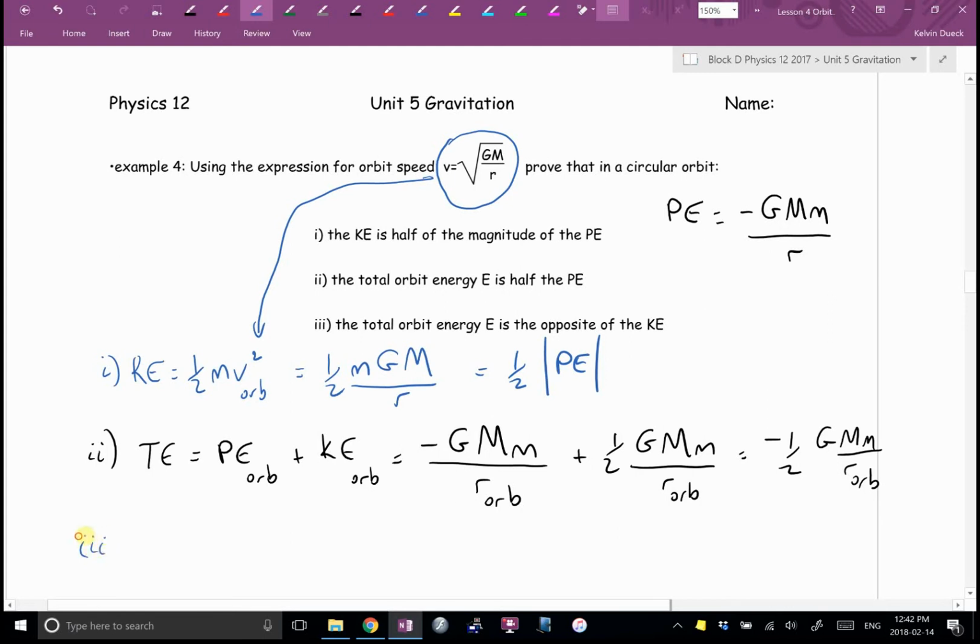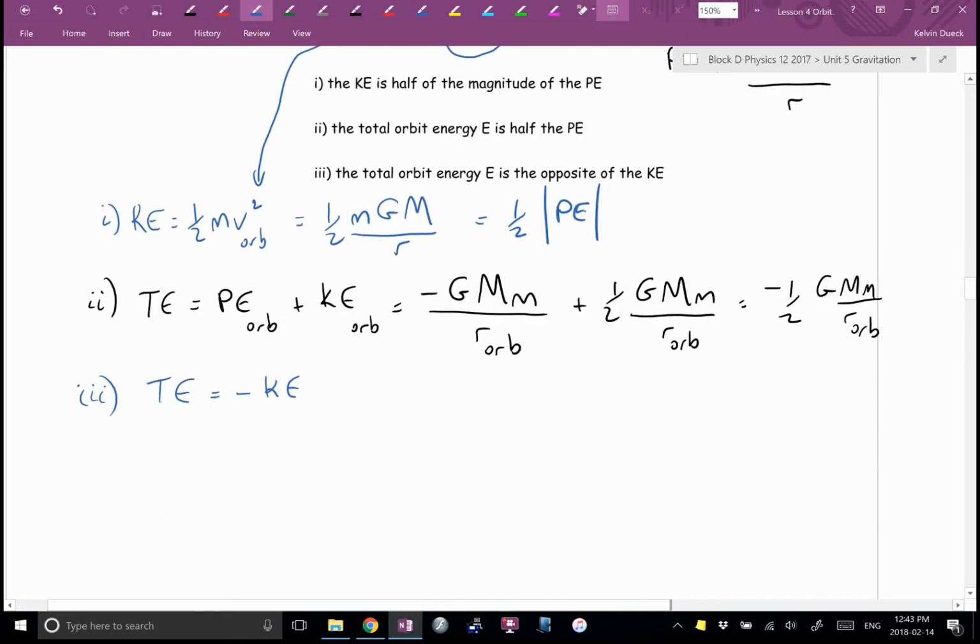Lyndon, what's the third thing it wants me to prove? Total orbit energy. Show that total orbit energy is the opposite of the kinetic energy. What did we just find in part 2? What was our expression for total orbit energy? Negative half big G, big M, little m over orbit radius. What did we find in expression for kinetic energy? Positive 1/2 big G, big M, little m over orbit radius. Oh! They are opposites.